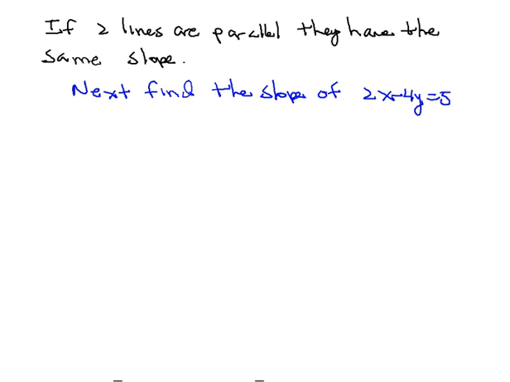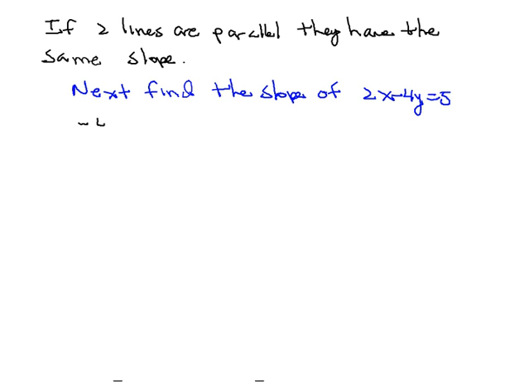Now you know if two lines are parallel they have the same slope. So to find the slope of the green line in the previous diagram we need to find the slope of the blue line, which has the equation 2x minus 4y equals 5. So to find the slope all we need to do is put it in slope-intercept form, which means we need to solve the equation for y.